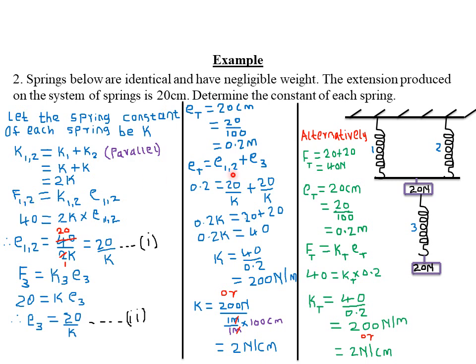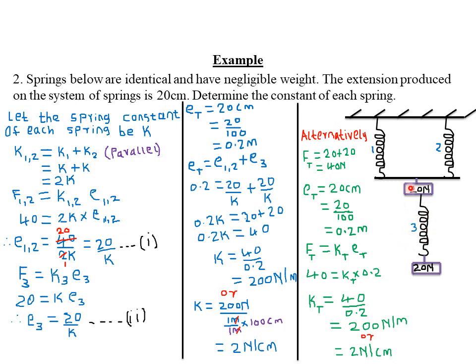Then, to find the force, because we already have the K, we can easily find the equation for the extension. Because we are given the total extension, we'll find the two equations for extension due to 1 and 2 and also extension due to 3.